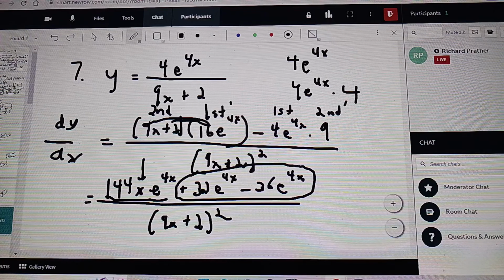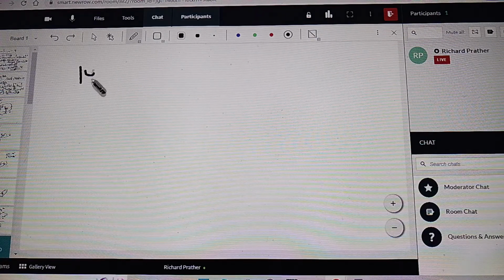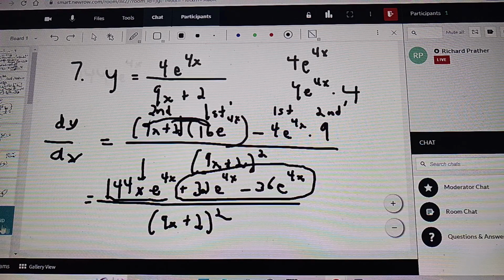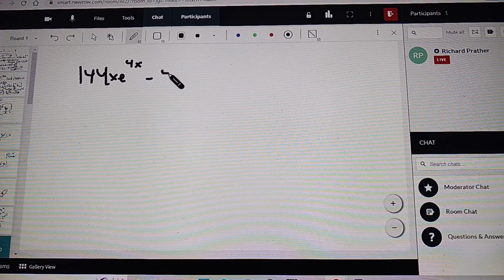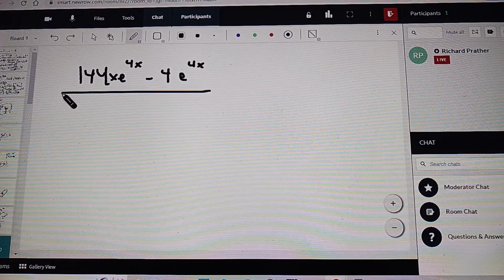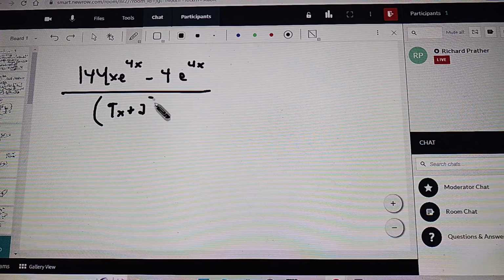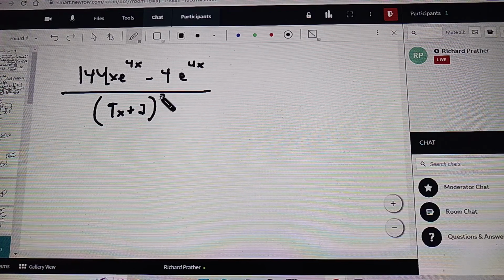Okay, so then I could put 144x e to the 4x. And then I could subtract this 32 minus 36 and get negative 4 e to the 4x. Over 9x plus 2 squared. So this could be the answer. And it would be as long as I can't factor and cancel the top.